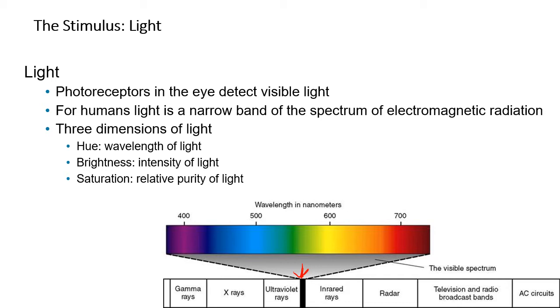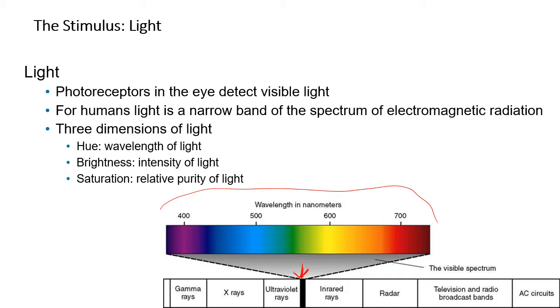And as you can see from what's here, the higher the wavelength, the more we get towards the reds, and the less we get towards the purples. So it's a wavelength as it goes through the rainbow. Then we've got brightness. Brightness is going to be the intensity of the light, so how strong the wavelength is. And saturation is the purity of light.